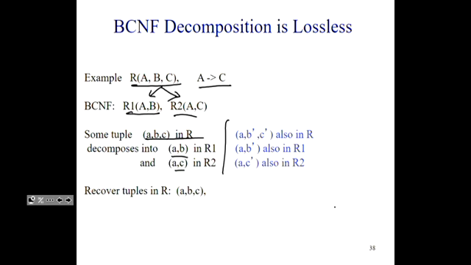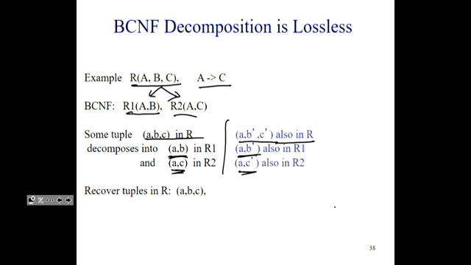So let's consider the case where I have another tuple, A, B prime, C prime. Let's say this is also in R. A, B prime, C prime will give us A, B prime also in R1 and A, C prime also in R2. So I have AC and AC prime in R2, AB and AB prime in R1. These have been broken down. I have two tuples in R1, two tuples in R2.